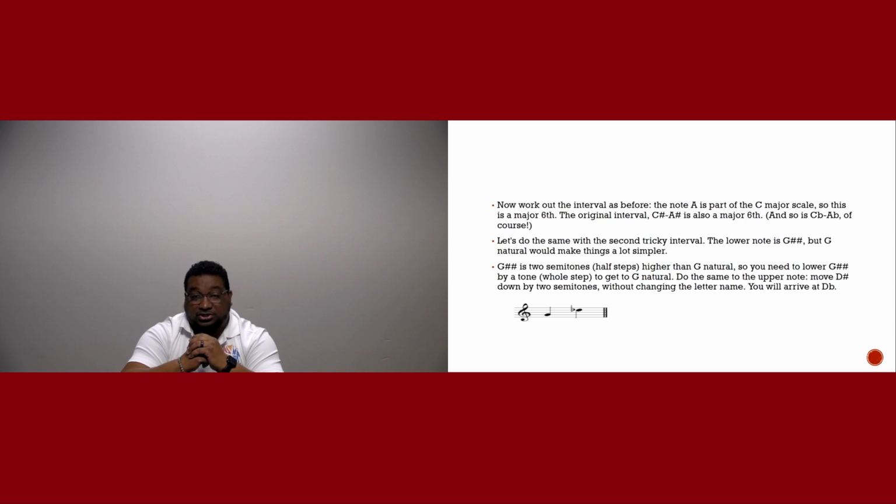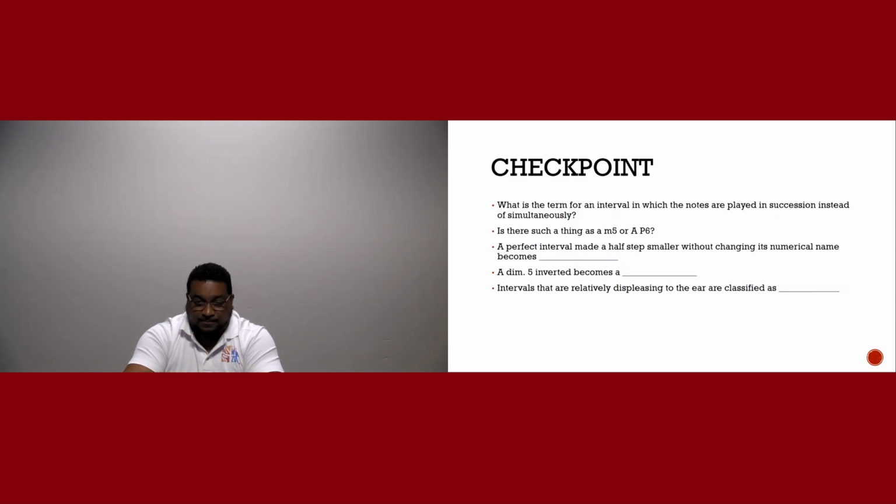The lower note is G double sharp, but G natural would make things a lot simpler. So G double sharp is two semitones, or two half steps, higher than G natural. So you need to move the lower G double sharp down by one tone to get the G natural. And then you do the same to the upper note. Move D sharp down by two semitones and you get D natural without changing the letter name. So then you will arrive at this interval, G going to D natural, which is going to be the same interval as G double sharp to D sharp.